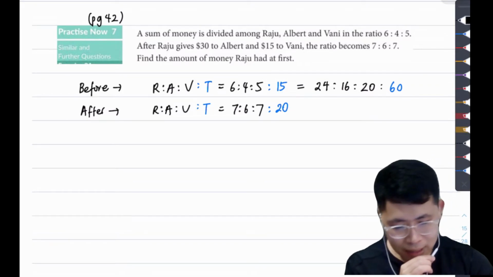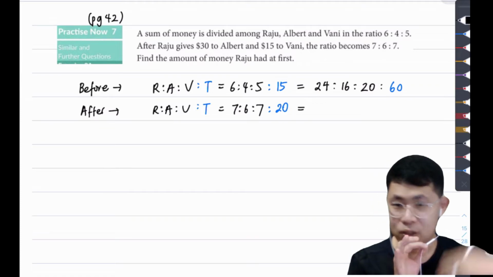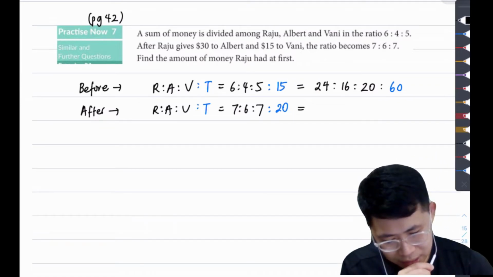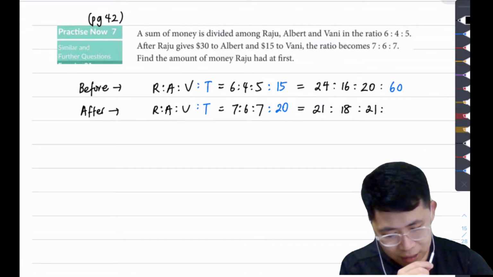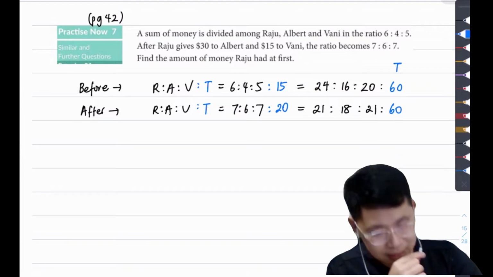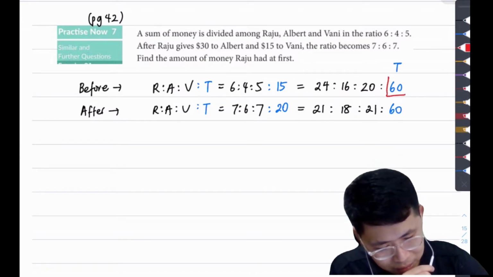Now for the 20, we are going to multiply everything by 3 to give me 60. So 7 will become 21. This will be 18. It will be 21 again. And it will be 60. Right, so the total is going to be 60. Okay, so let me box these two things.